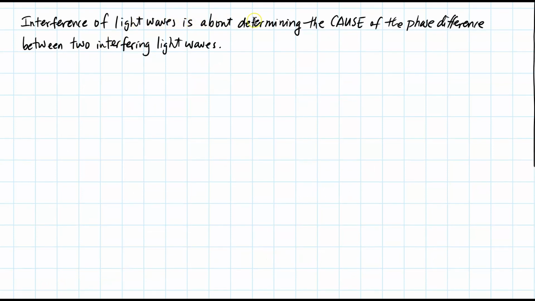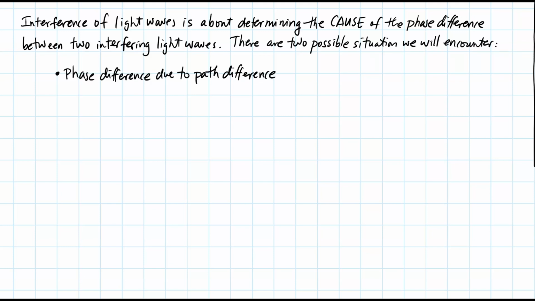Interference of light waves is about determining the cause of the phase difference between two interfering light waves. There are two possible situations we will encounter. Phase difference due to path difference. This is what we're going to spend most of our time on. Then there's going to be a phase difference due to reflection, as well as a path difference when we talk about thin films. Before we get started with phase difference due to path difference, we need to talk about what are monochromatic and coherent light sources.